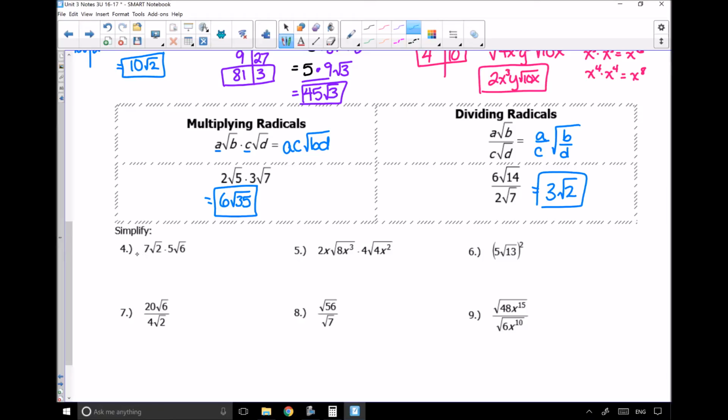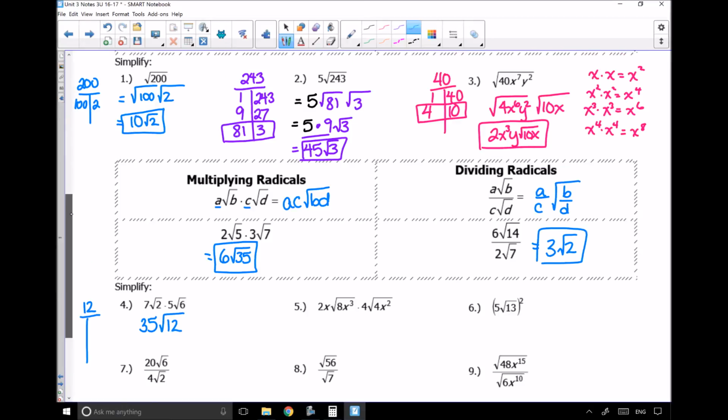I multiply my coefficients. So 7 times 5 is 35. And then I would multiply the numbers under my radicals. So my radicands would be 2 and 6. So it would be the square root of 12. Okay, then I'll make a list for factors of 12 that are perfect squares, but I'm only going to go to the halfway point. Half of 12 is 6.